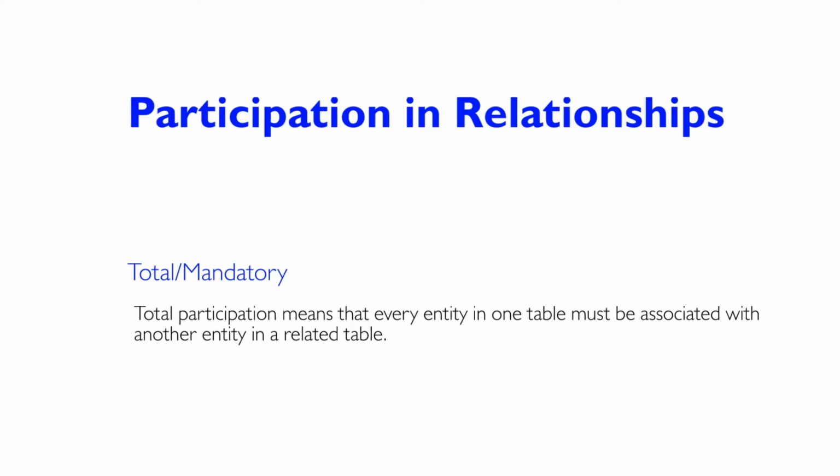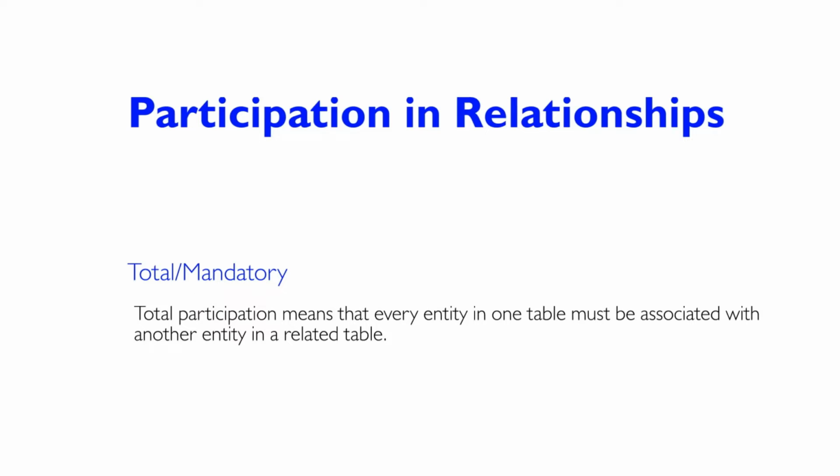So it means that for a relationship to exist between two tables, each record in the primary table must have a corresponding record in the related table. Now let me give you a simple example of this, right? So a person has an address. So when you insert a person record, you must insert a related address with that person. So that would be an example of a mandatory participation.